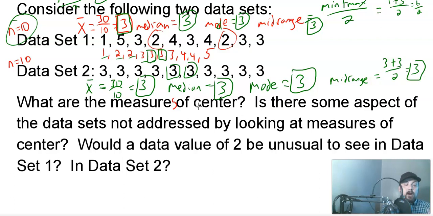Right. So I hope that helps you understand why it's important that we don't just look at measures of center when we're looking at a set of data, but we also need to take into account the variability in the data. And it helps us understand that data better. So we can understand that in data set number 1, 2 is not unusual. We should expect that kind of a number. In data set number 2, it is unusual, even though the measures of center are the same for both data sets. All right, so how do we measure that variability?